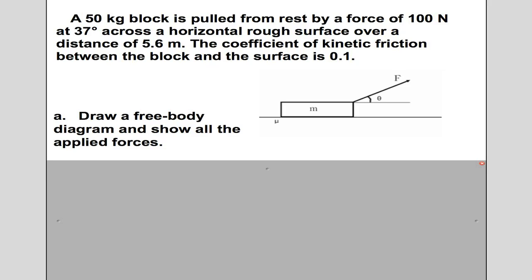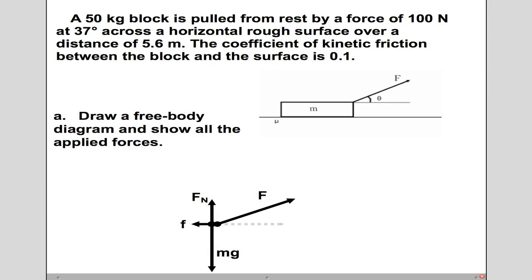So first of all, let us draw a free body diagram showing all the applied forces. And this is what the free body diagram looks like. So the weight is down, the force of gravity, and then there is the normal force up, and if we have friction, it is going to be a frictional force to the right.